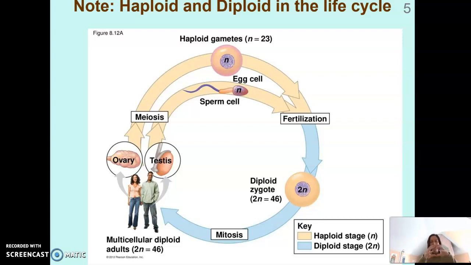We go from 1 cell to 2 to 4 to 8, increasing exponentially until we end up with all the cells that we have. And we've got trillions of cells. We all start from 1. Every sexually reproducing organism does.